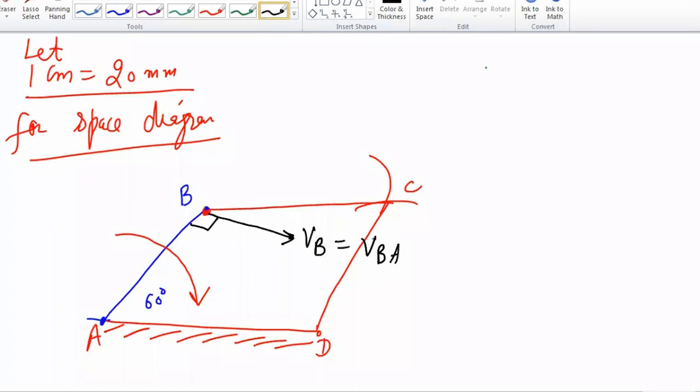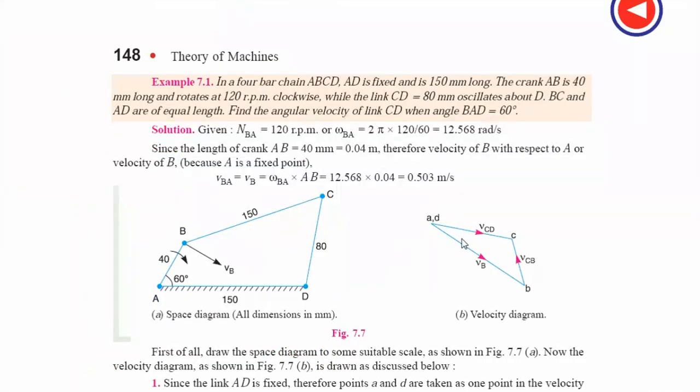That's it. So after drawing the configuration diagram, we need to see how to draw the velocity diagram. I will first show you here, then later on I will tell you on the white paper also. So VBA comes out to be actually 0.503 meter per second. You can see clearly. VBA can also be written as VB, and that angle is our 90 degree.